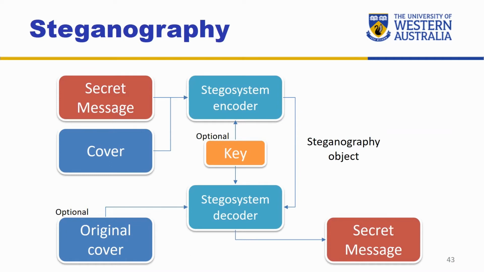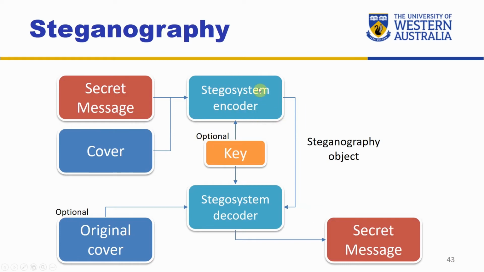So how does steganography work? Here's the flowchart of its work. Firstly, we have a secret message at the top left-hand corner, and there's a cover that's going to hide the secret message inside it. We have some sort of a stego system encoder that's going to embed our secret message inside the cover. Optionally, we can also use a key, and this is going to protect the secret message even further, because in order to retrieve it, you need to provide a key to decrypt it.